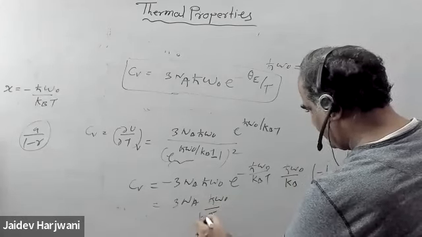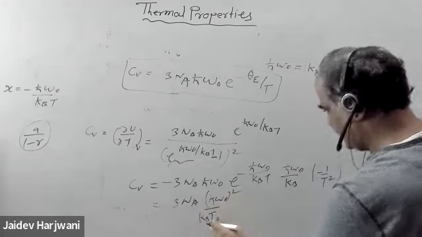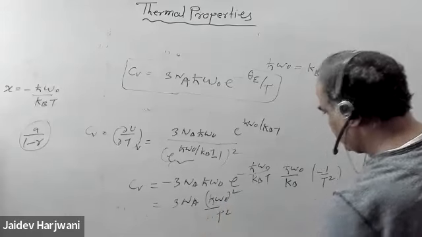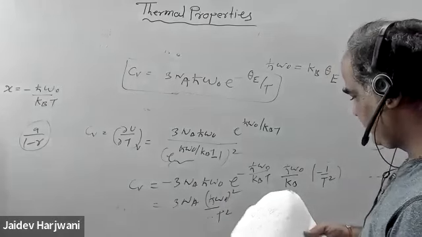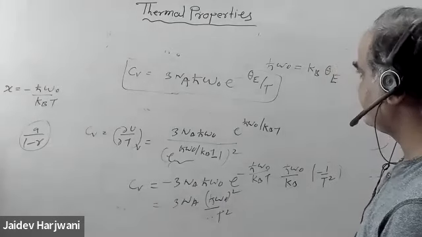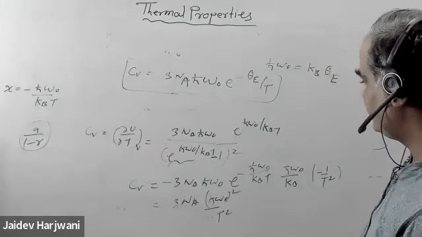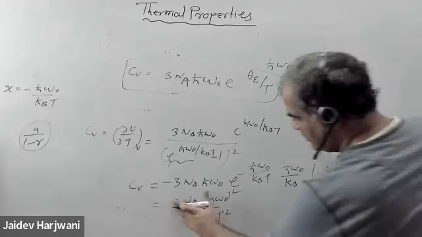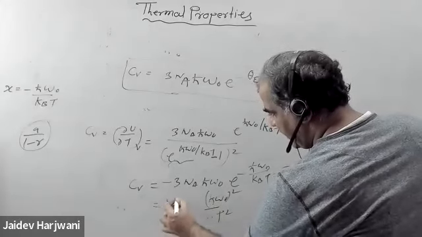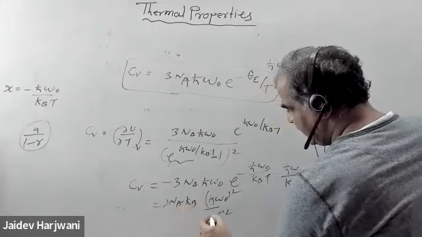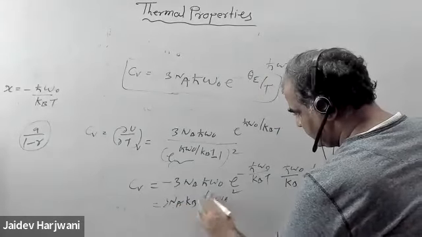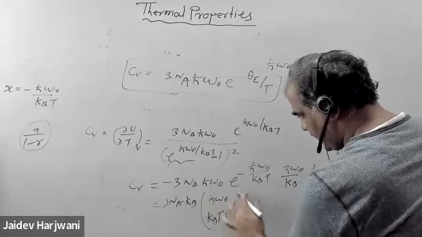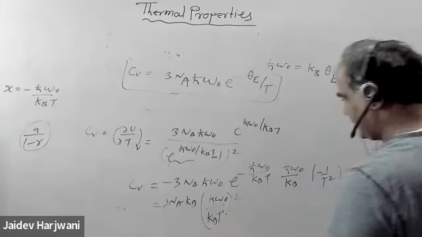Okay, kbt, this becomes square, t also square. 1 kb should come more, no? Okay, so what I'll do now, 3 Na kb. I am multiplying kb here. So this will become ħω₀ kbt square.